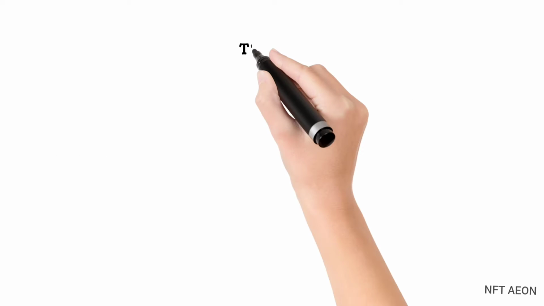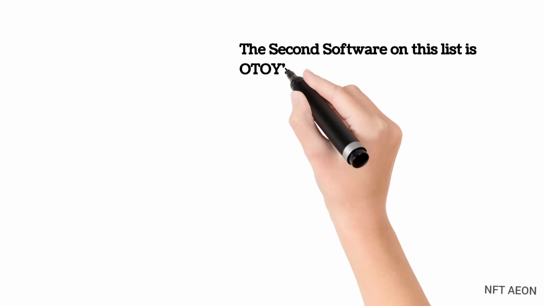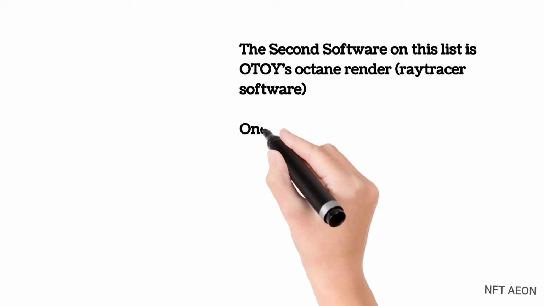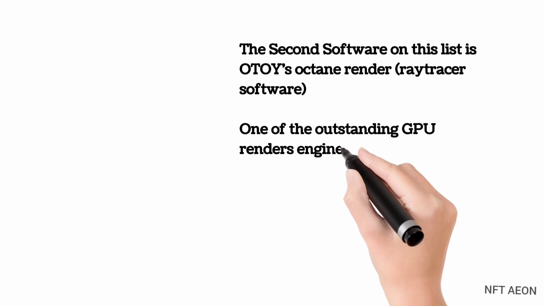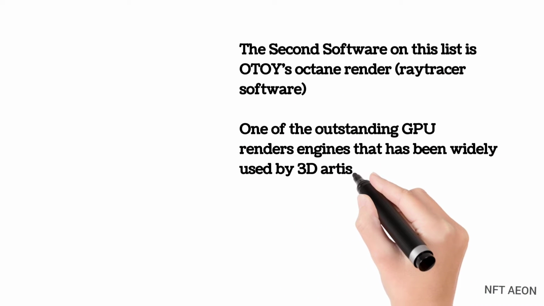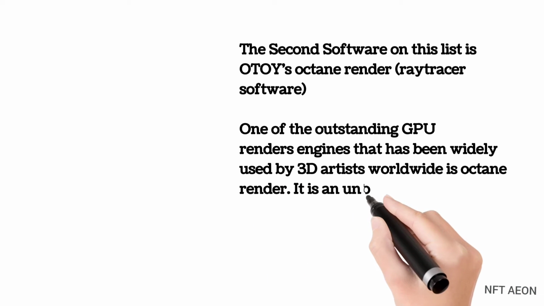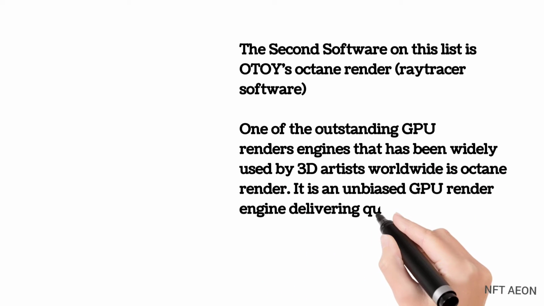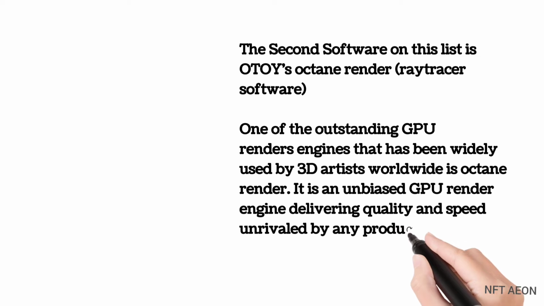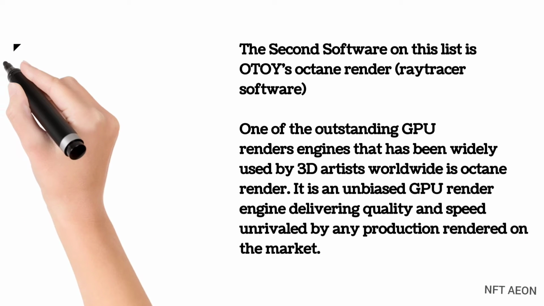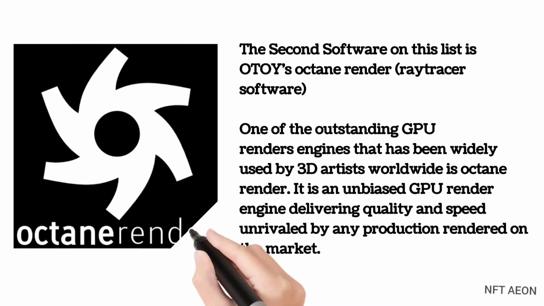The second software on this list is Octane Render, ray tracer software. One of the outstanding GPU render engines that has been widely used by 3D artists worldwide is Octane Render. It is an unbiased GPU render engine delivering quality and speed unrivaled by any production renderer on the market.